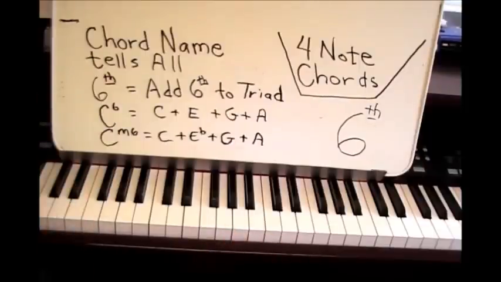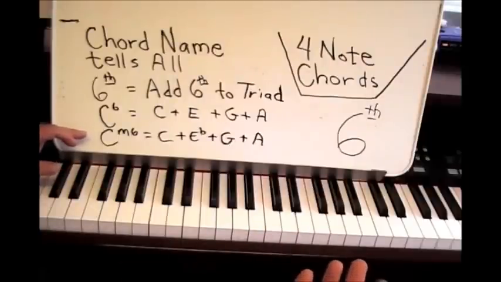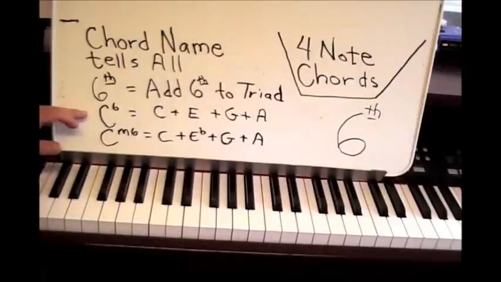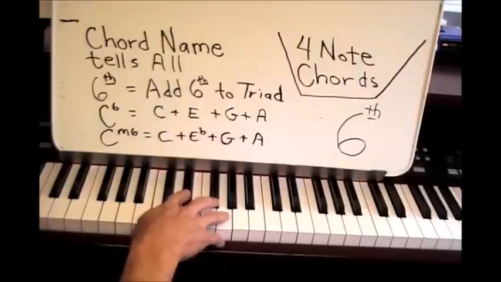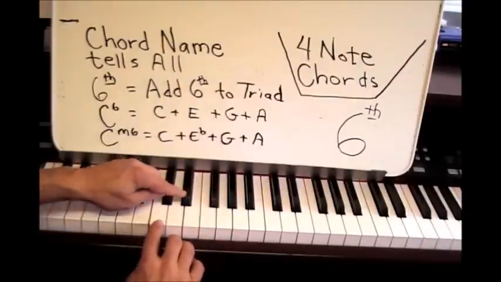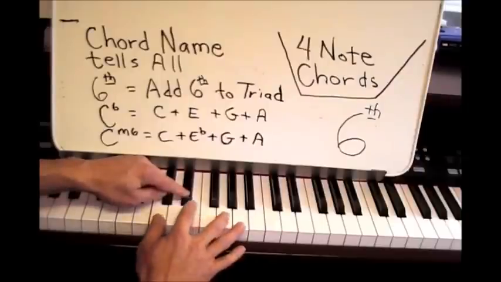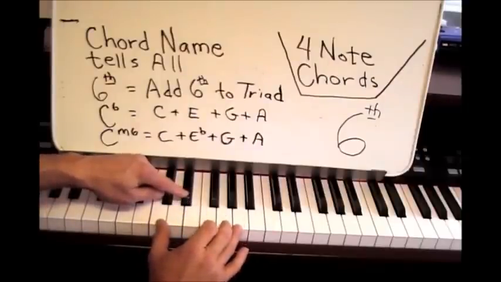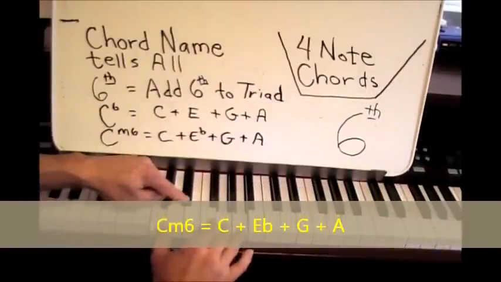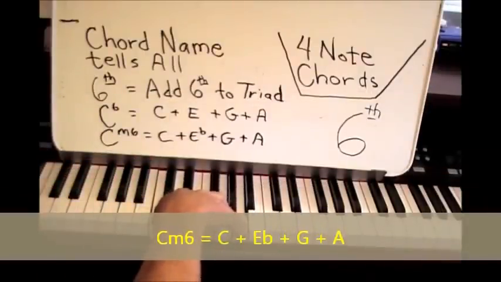And the other option for a 6th chord is a C minor 6. And with this one, it's the same thing as the C major 6. You just add the 6th note of the scale to it. What it means is take a C minor chord, which with C is C, E flat, and G, and add the 6th to it, which again is A, so it'd be C, E flat, G, and A. It sounds like this.